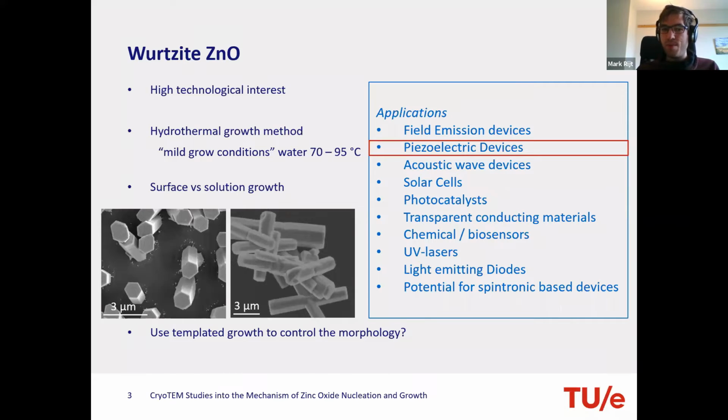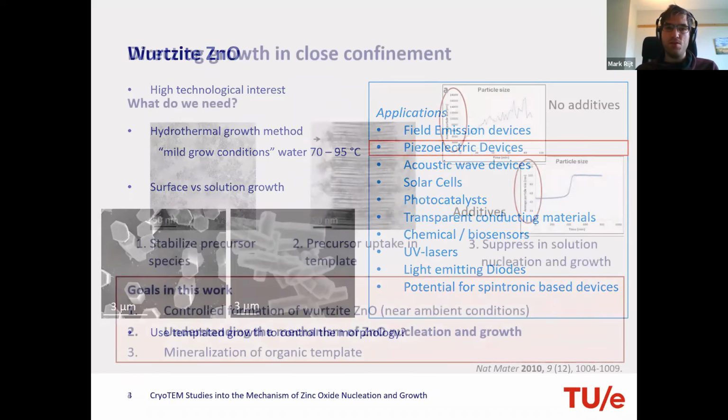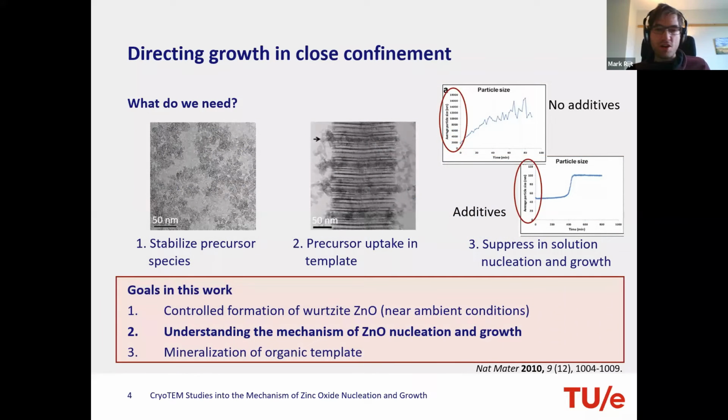Typically, zinc oxide can be formed under mild conditions in water, at around 70 to 95 degrees. It can be both nucleated and grown on surfaces and in solutions. One thing we are very interested in is whether we can grow zinc oxide in templates, so that instead of these hexagonal structures, we can grow it into any shape we would like, depending on the template we choose. That brings a couple of questions.